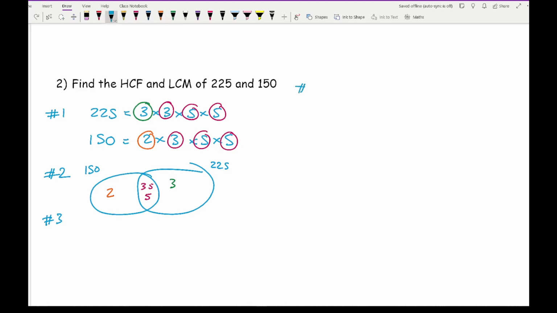And then step 4, to find the highest common factor, I multiply together numbers in the middle. So that's going to be 3 times 5 times 5, which is 75. And for the lowest common multiple, I multiply all the numbers in the Venn diagram together. So that's going to be 2 times 3 times 5 times 5 times 3.